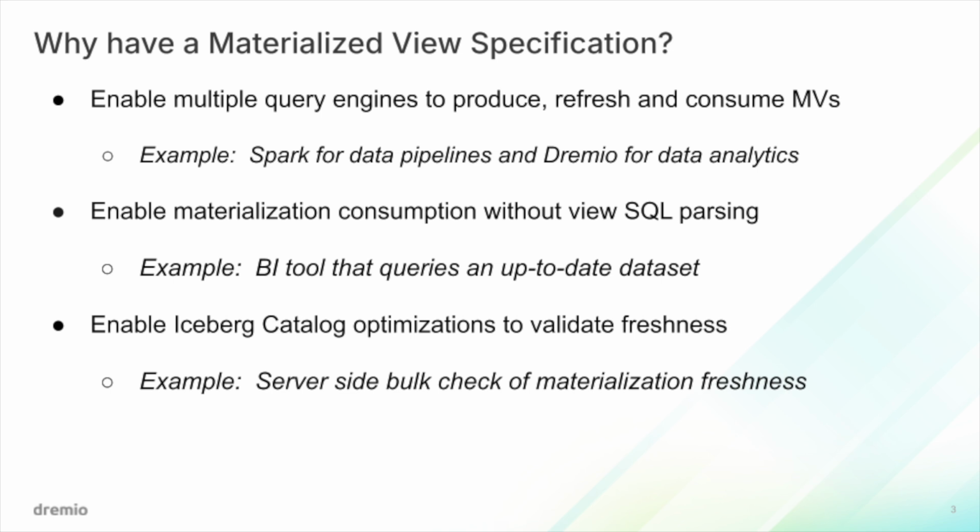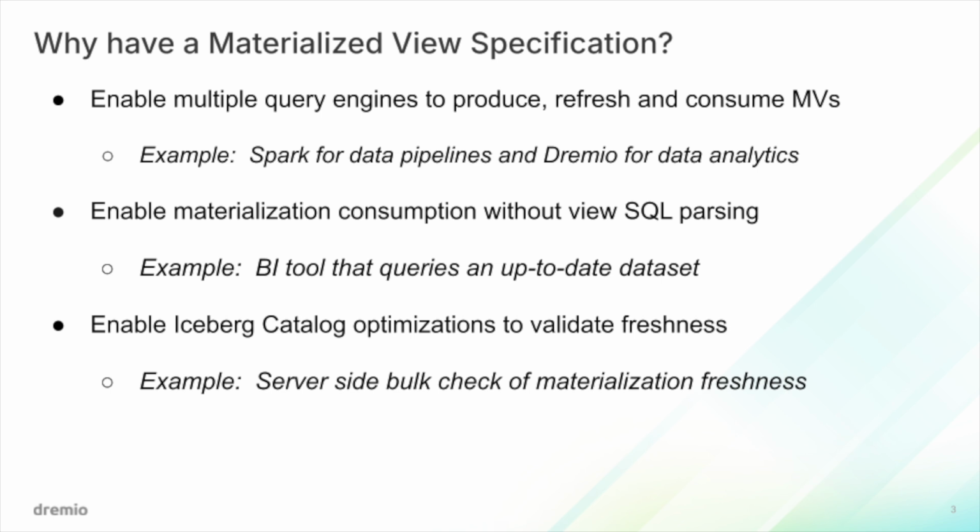All right. So why do we want to have an MV specification? As I said, the primary goal really is to enable multiple query engines to produce, refresh, and consume shared materialized views. So probably the most common use case out there would be if you have a query engine that's very good at data pipelines and batch ETL, like Spark, produce a materialization for a materialized view. And as part of creating this materialization, it would also write out the query tree state so that some other engine can know what is the actual data and metadata inside this materialization.